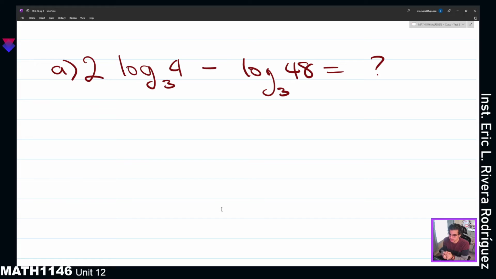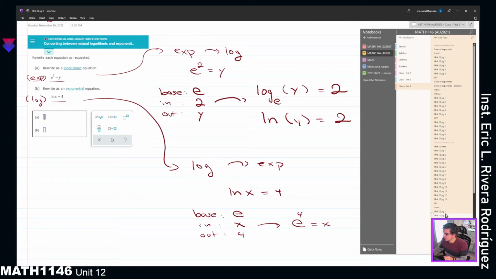So we have two terms. We have a subtraction and we have two logarithmic functions. They share the same base. So you want to use then the quotient property. The problem here is that the first term is not in a way that we can use the quotient property. Very careful here. To use the quotient property, let me go back to the worksheet of the day.